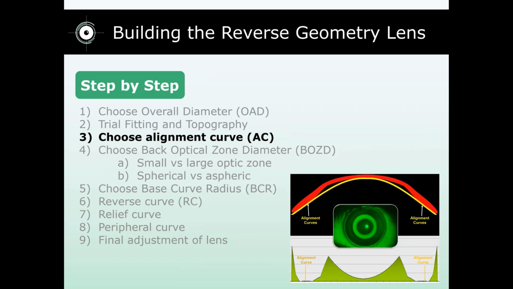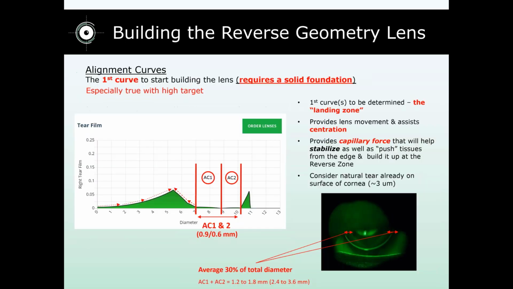So the third one, also very important, is choose the alignment curve. When you're building a house, you need a very solid foundation. When you're building a building of 10, 20 story, you especially require a solid foundation, especially with high targeting. So the alignment curve is the first curve to be determined.